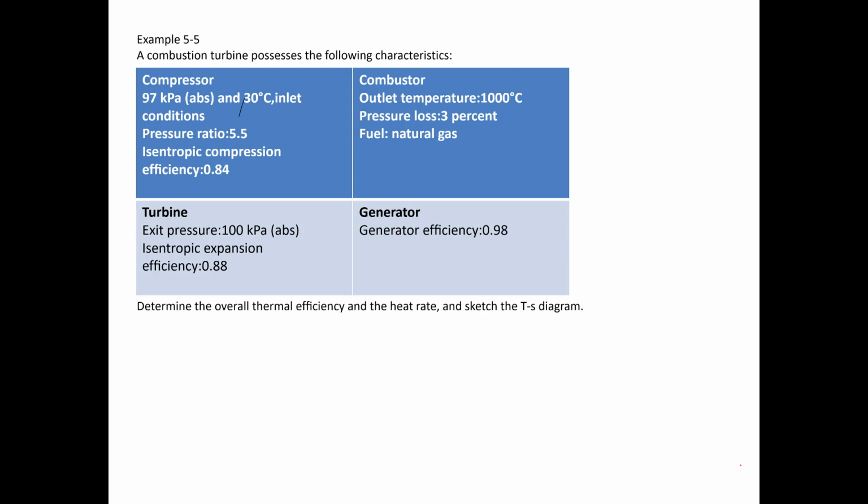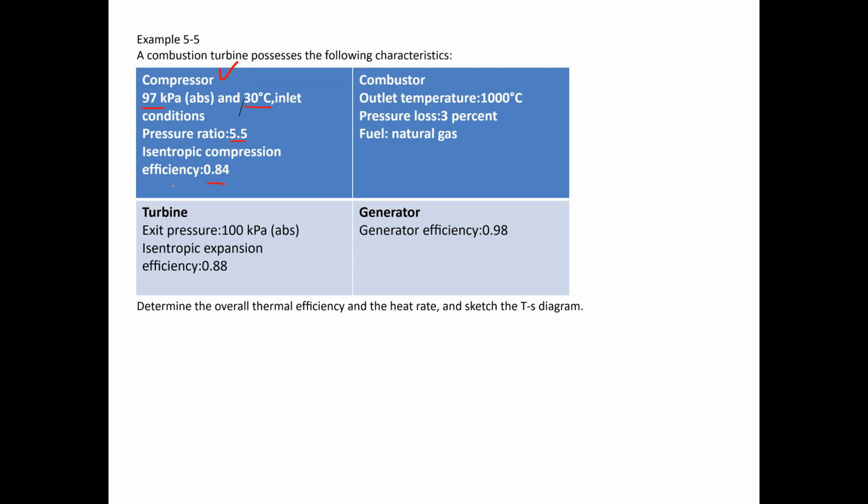We'll do an example problem, and then I'll look through some variations to this cycle and also some specific examples of different commercially available turbines. So let's look at an example problem. Again, this is taken from your book, and it says that a combustion turbine possesses the following characteristics. We have a compressor, and the compressor takes in air at 97 kilopascals at 30 degrees C, has a pressure ratio of 5.5 and efficiency of 84%.